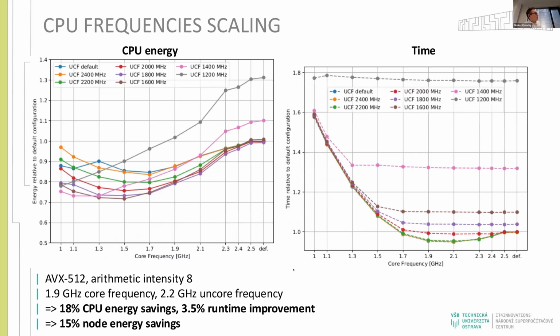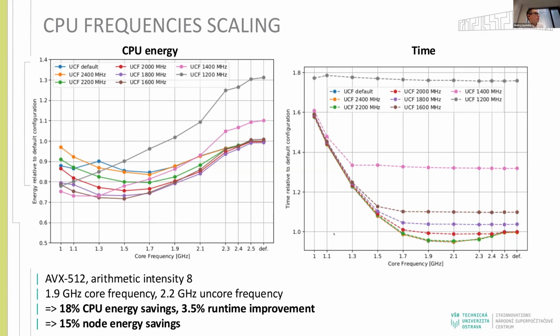When having a closer look at that, if scaling the frequencies, we can see that if we change the configuration, we reduce the core frequency, which creates space for shifting the power to the uncore domain. So it increases the uncore frequency to 2.2 gigahertz. Then we have CPU energy savings and also runtime improvement.